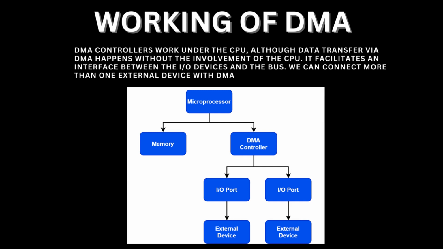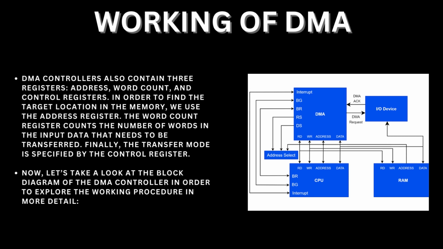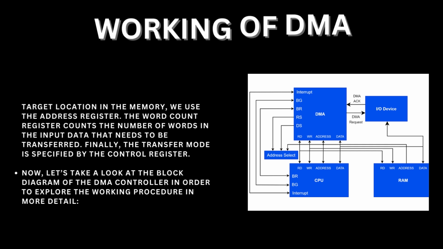Moving on to the working of DMA. DMA controllers work under the CPU. Although data transfer via DMA happens without the involvement of the CPU, it facilitates an interface between the I/O devices and the bus. We can connect more than one external device with DMA. DMA controllers also contain three registers: address, word count, and control registers. In order to find the target location in the memory, we use the address register. The word count register counts the number of words in input data that need to be transferred. Finally, the transfer mode is specified by the control register.